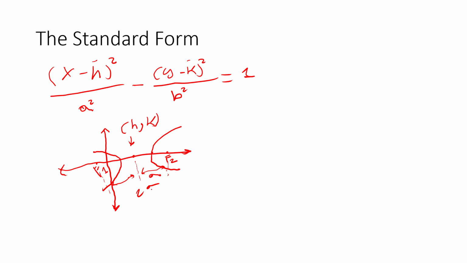Actually, this is not accurate. This is 2C. So the distance between the focus and the center is C, not A. The distance between the vertex and the center is A. So this is 2A.